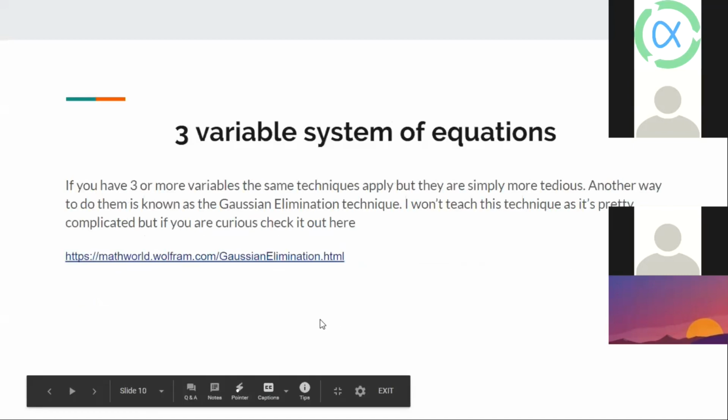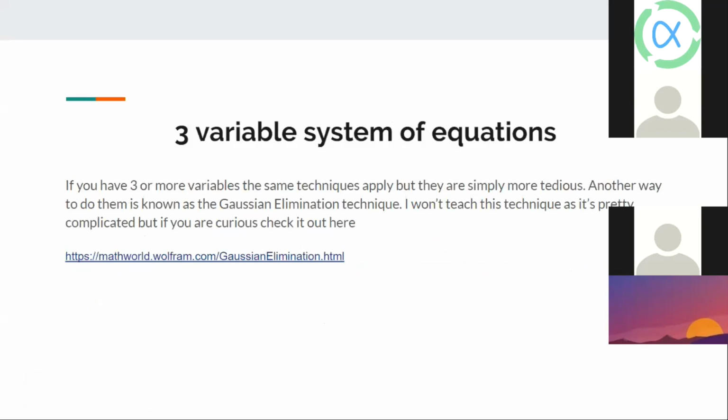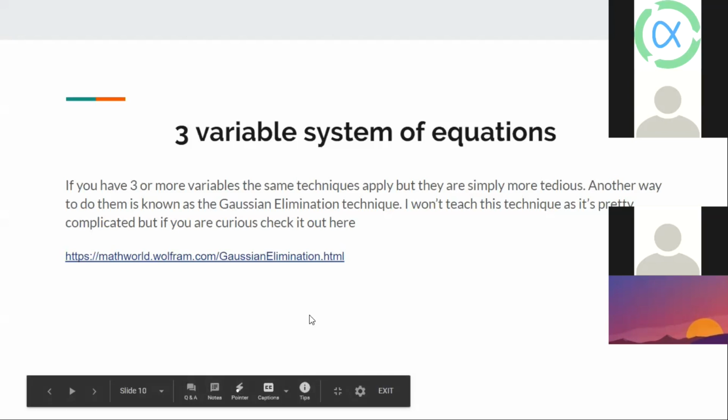If you have 3 or more variables, the same technique applies, but they are simply more tedious. Another way to do them is known as the Gaussian elimination technique. I won't really teach it as it's pretty complicated, but if you're curious, you can check it out here. I'll link the presentation later so you can check it out.